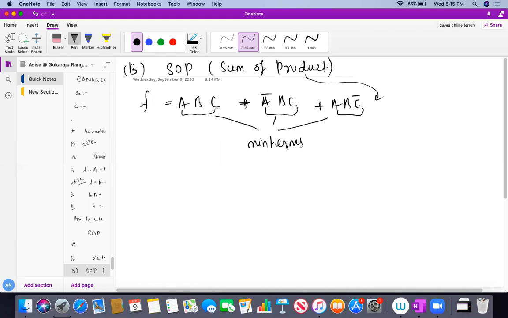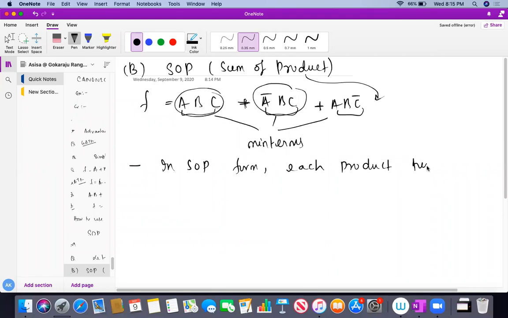All of you know that in SOP form, these are all product terms. Each product term in sum of product form is known as a min term, or, a very important concept I'm telling, an implicant. In some of the questions in the GATE exam they may ask about implicant. In sum of product form, each product term is known as a min term or an implicant.